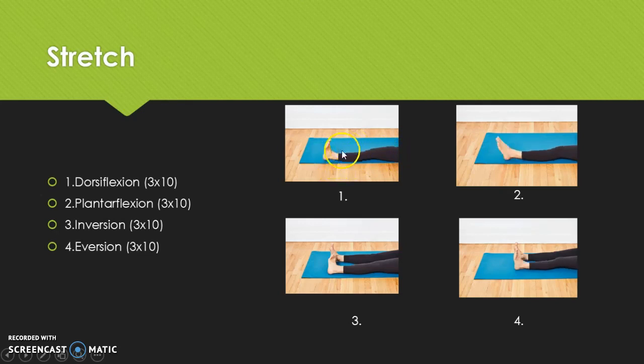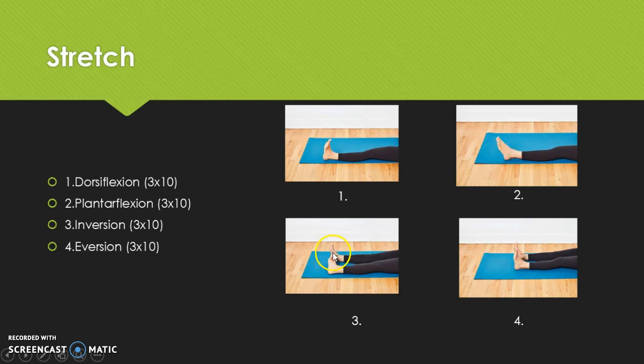So that would be 1, 2, 3. So there's 10 repetitions, and you do 3 sets of those on your right foot. On the plantar flexion, you will be pointing your toe away from yourself. Again, laying down on a mat, on the floor. 1, 2, 3. So 10 repetitions of 3 sets. Inversion, you're pointing your toe towards your body.